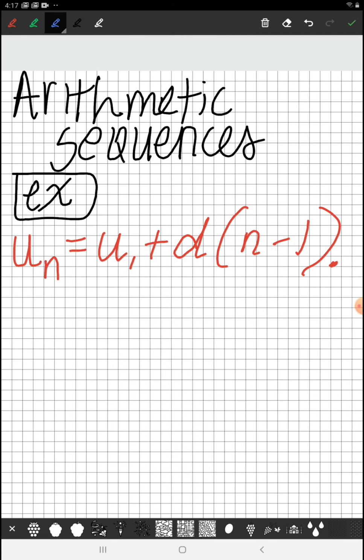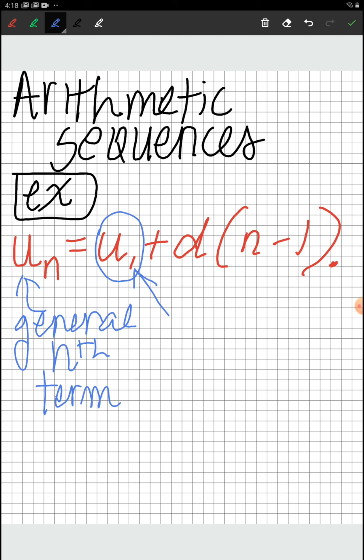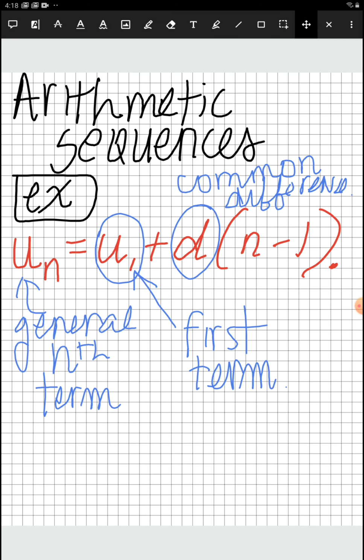Okay, and just so you guys remember, this is the general nth term. This is the first term. This is the common difference. Okay. Make sure you know all this. There is a lot of manipulation and algebraic maneuvering with arithmetic sequences. So practice is definitely necessary.